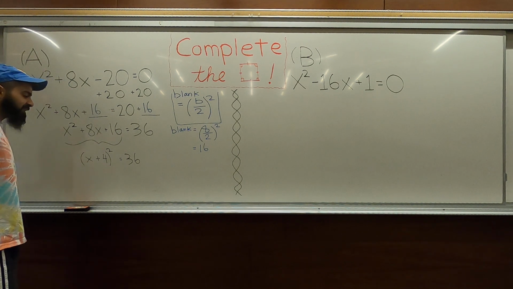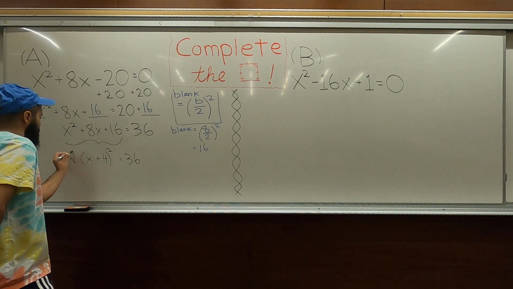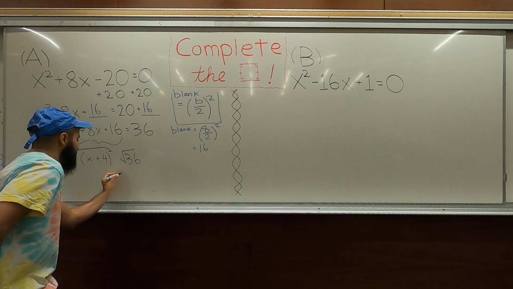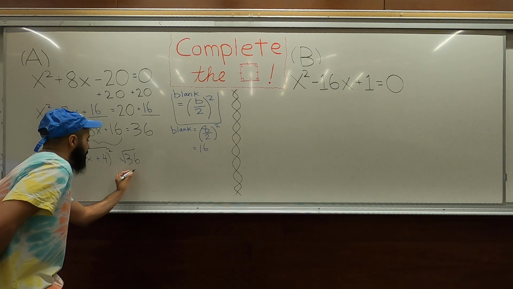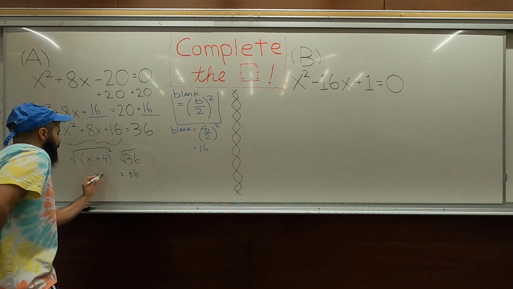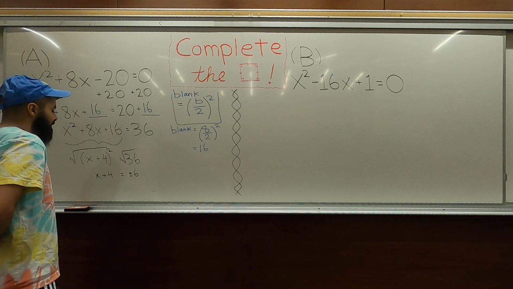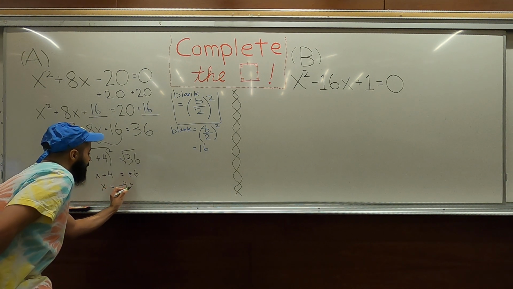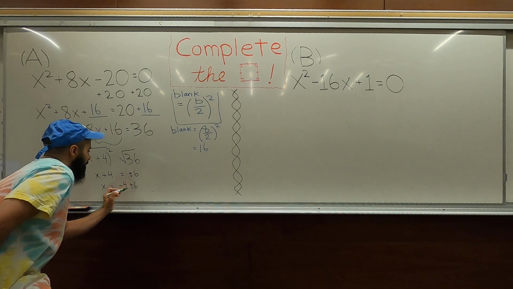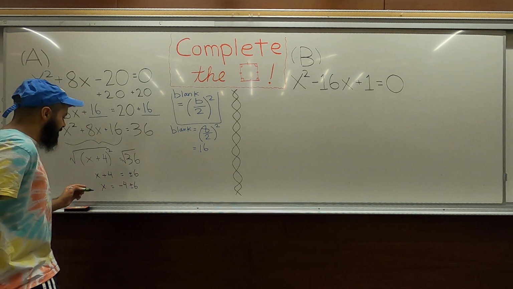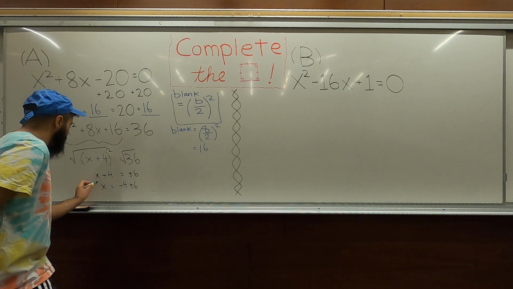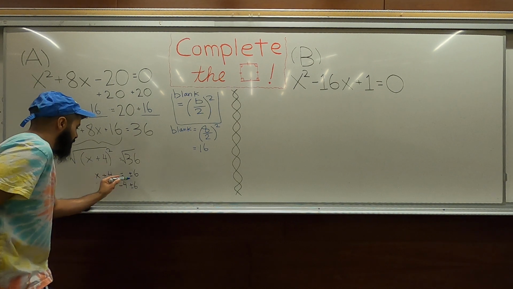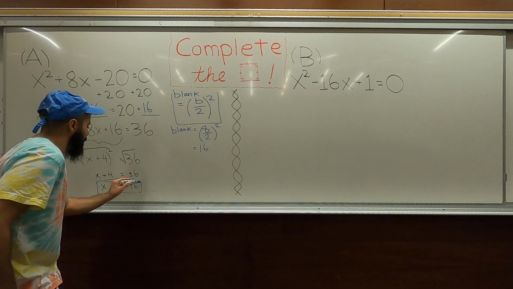And now to find x, we just take the square root of both sides. When you take the square root of 36, remember, that's plus or minus 6. So x plus 4 is equal to plus or minus 6. So x is equal to negative 4 plus or minus 6. I will leave that to you guys to figure out. So we have two answers, negative 4 plus 6, negative 4 minus 6. Shouldn't be too difficult from here. You made it this far, you can make it home.